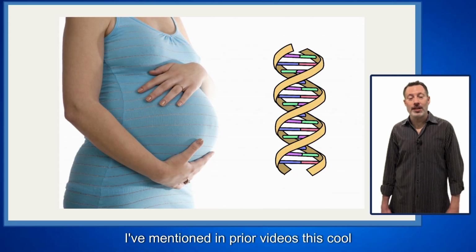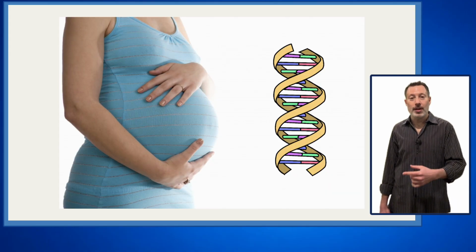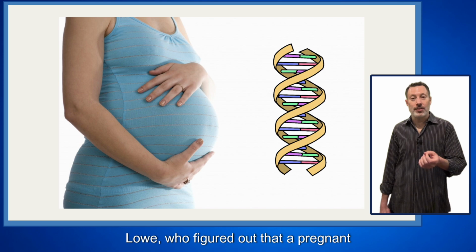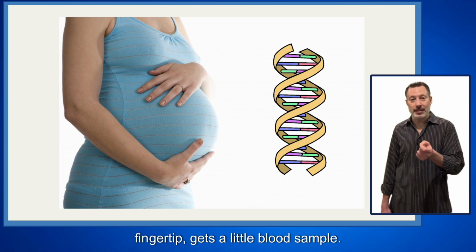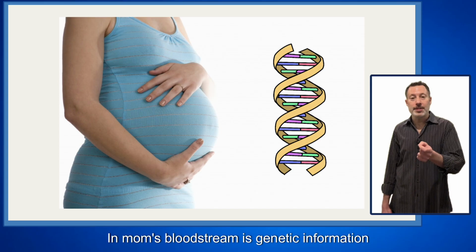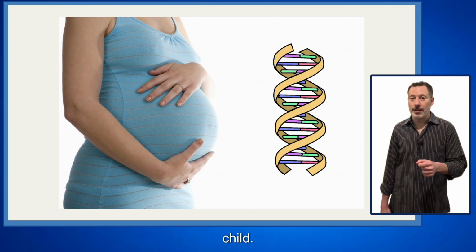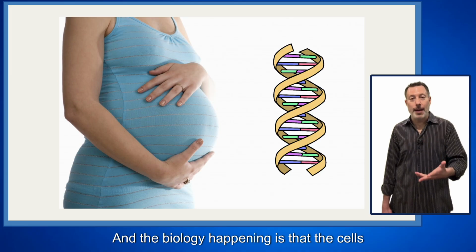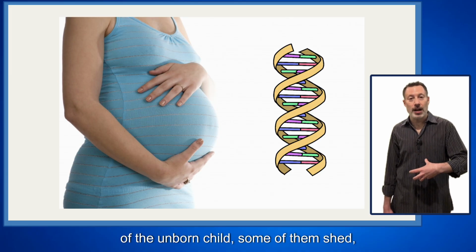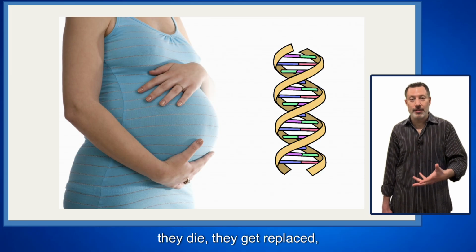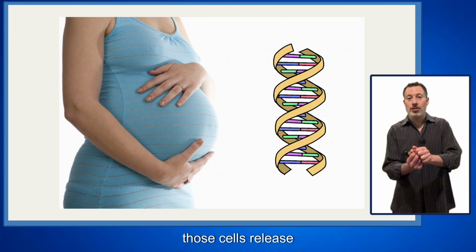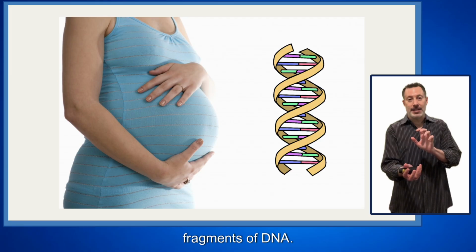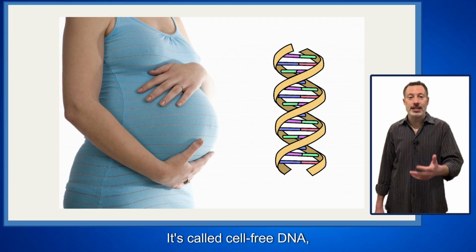I've mentioned in prior videos this cool example. There's the guy, Dr. Lowe, who figured out that a pregnant woman, if you get a blood drop from her fingertip, gets a little blood sample in mom's bloodstream, is genetic information about an unborn child. And the biology happening is that the cells of the unborn child, some of them shed, they die, they get replaced. And when the unborn child's cells go through that process, those cells release fragments of DNA. It's called cell-free DNA.